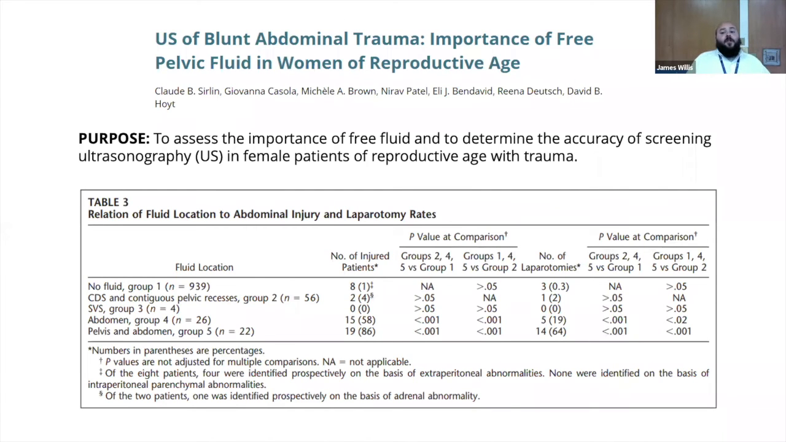So this is a prospective observational study that was published in the Journal of Radiology in 2001. It looked at just over 1,000 women aged 10 to 60 years old, but the mean age was 33. They were screened with ultrasound for blunt abdominal trauma and admitted to the trauma surgery service at a level 1 trauma center between April 1994 and December 1998.